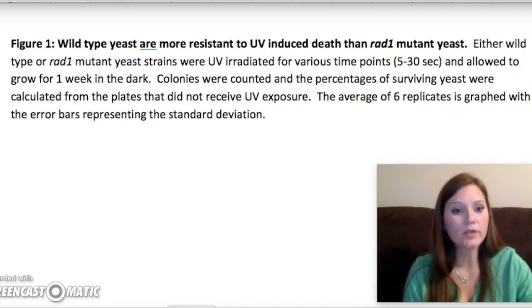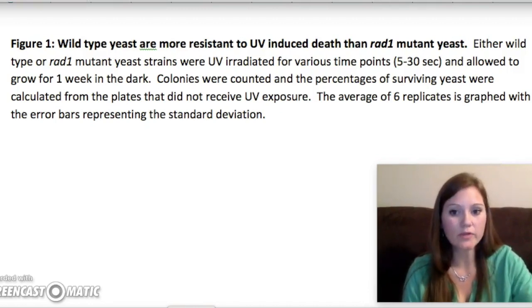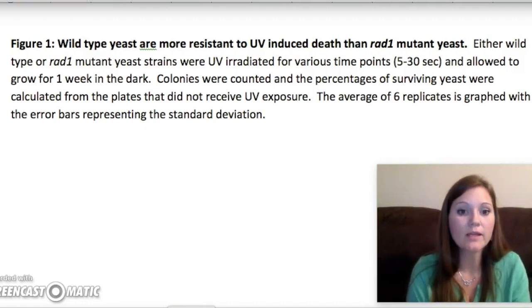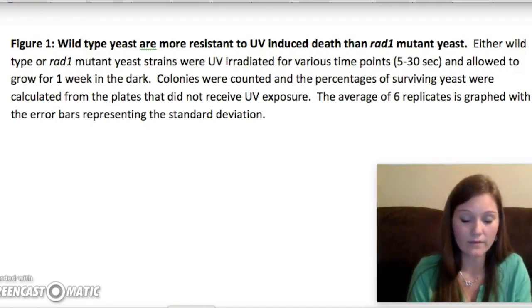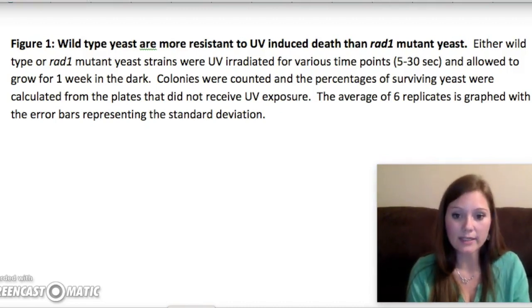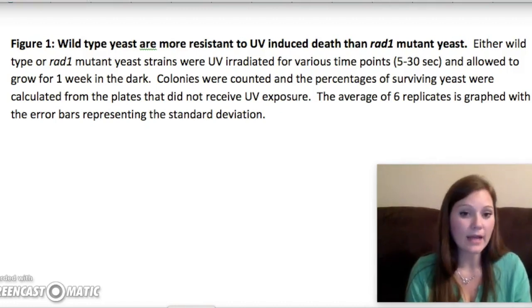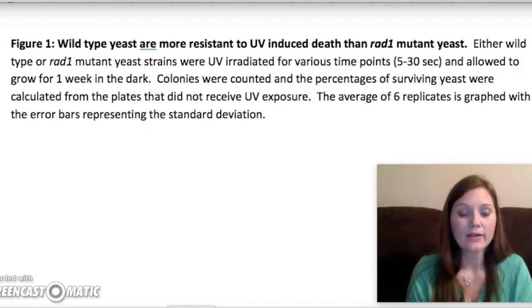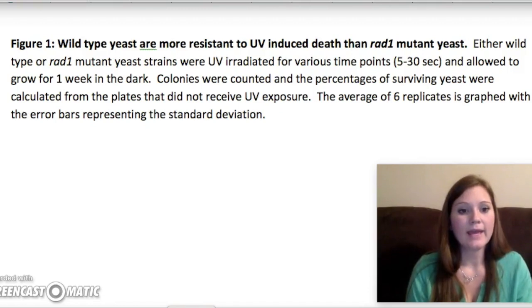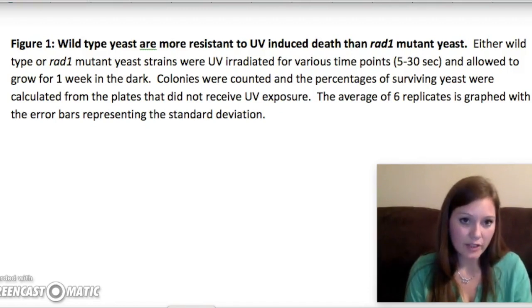They tell you that 2 different types of yeast strains were used, the wild type or the RAD1 mutants, and that they were exposed to UV light for various time points, 5 to 30 seconds, and that they grew for 1 week before they actually collected their data. They counted colonies and calculated the percentages. They tell you that they used an average of 6 replicates and that the error bars represent standard deviation.